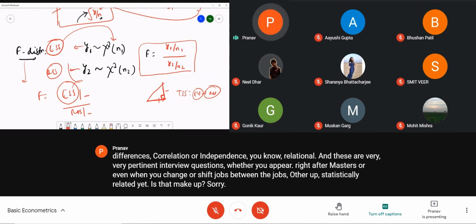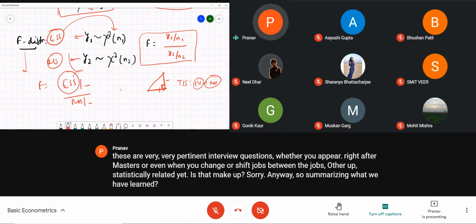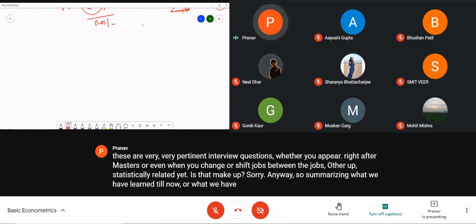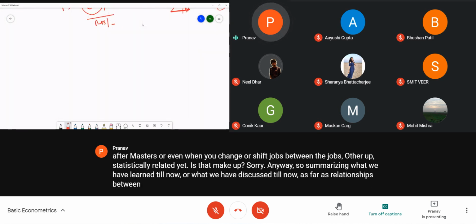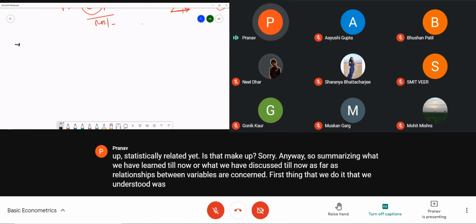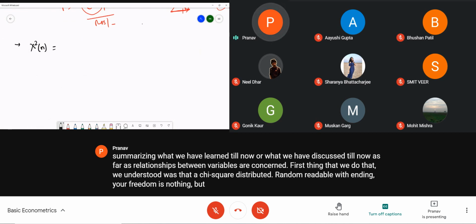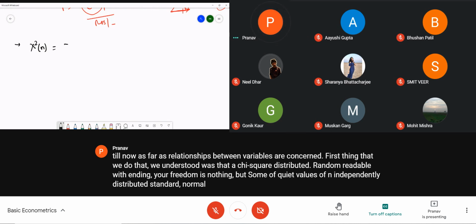Anyway, so summarizing what we have discussed till now as far as relationships between variables are concerned, first thing that we understood was that a chi-square distributed random variable with n degrees of freedom is nothing but the sum of squared values of n independently distributed standard normal variables. So let me write it here.